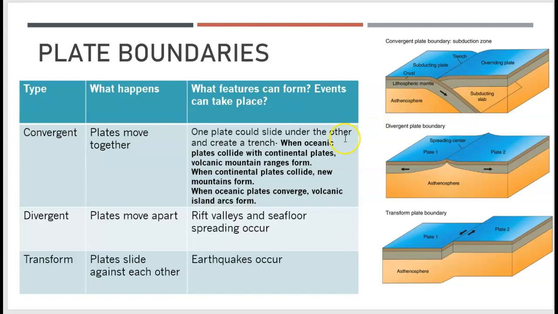We can have different types of plate collisions, so they can be two oceanic plates, two continental plates, or one oceanic and one continental.